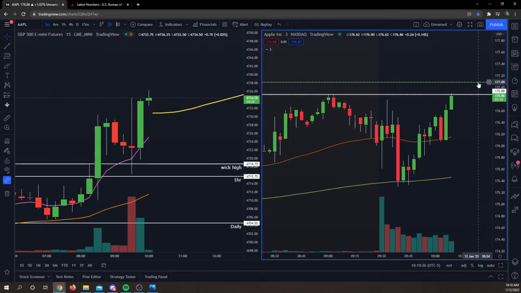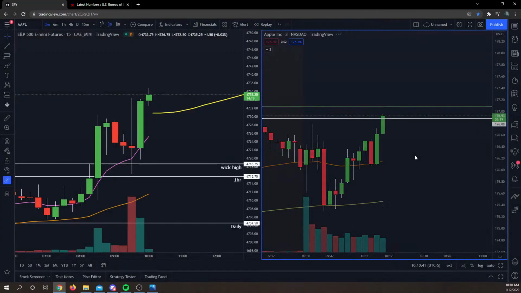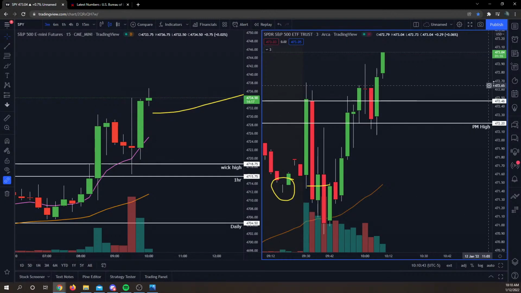Now this fib level that I have here is on the 1 hour. 177.09 is our next resistance point for Apple. I am anticipating resistance at that level. So that's a 1 hour fib level. SPY should be high of day. There we are.